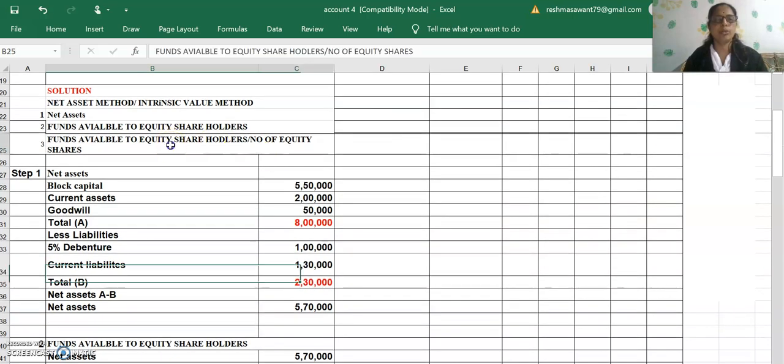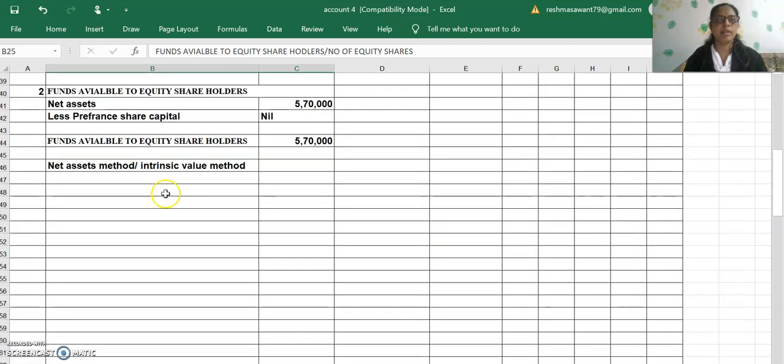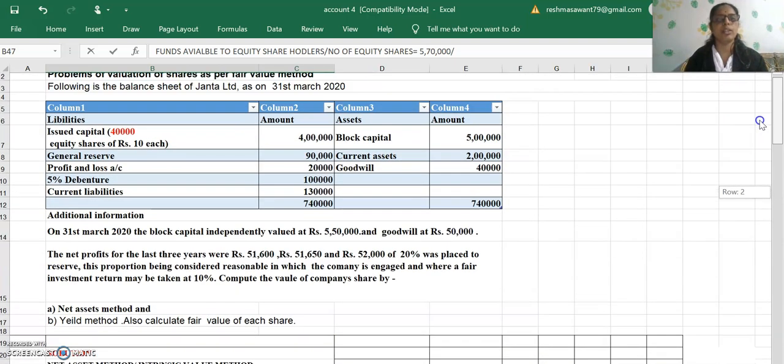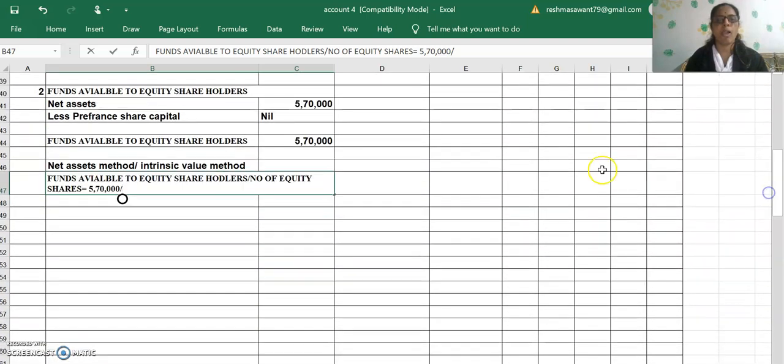Funds available to equity shareholder divided by number of equity shares. With this formula we calculate funds available to equity shareholders divided by number of equity shares for the calculation of the intrinsic value method. So funds available to equity shareholder, from calculation number 2, 5,70,000, divided by number of equity shares. Number of equity shares is already mentioned in the question, that is 40,000 equity shares.